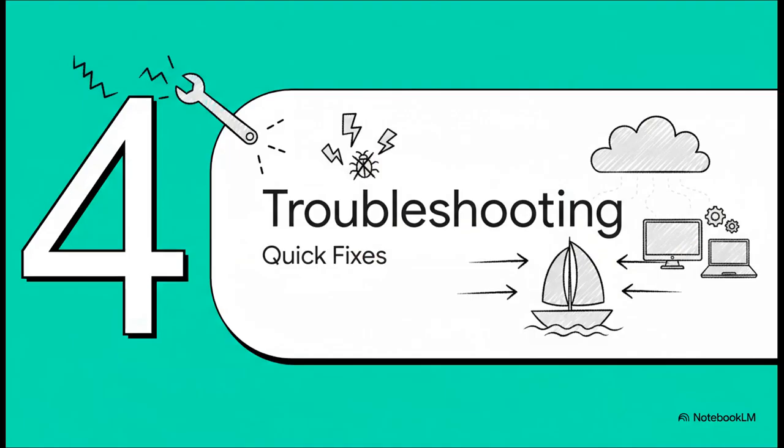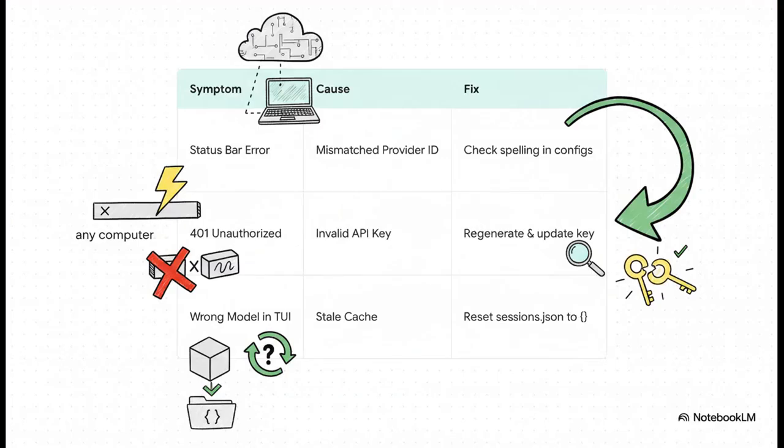Of course, sometimes tech does what tech does, and things don't go perfectly on the very first try, and that is totally okay. So let's really quickly look at a few super simple fixes to make sure you have smooth sailing. This pretty much breaks down the most common little hiccups. If that status bar shows an error, go back and double-check those provider IDs for any typos. If you see some kind of unauthorized message, your API key is probably wrong. Just hop back and grab a new one. And if the wrong model loads up, just empty out that sessions.json file we talked about. See? Simple fixes for simple problems.